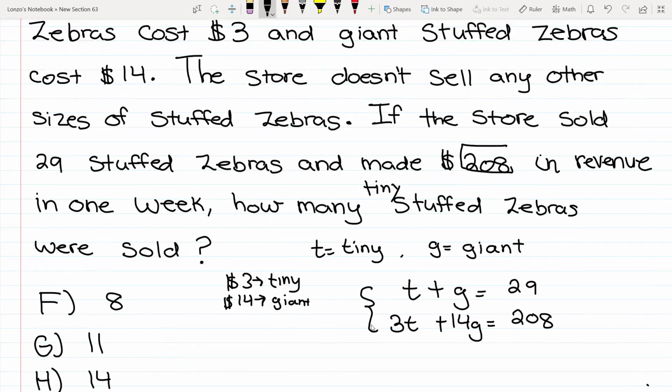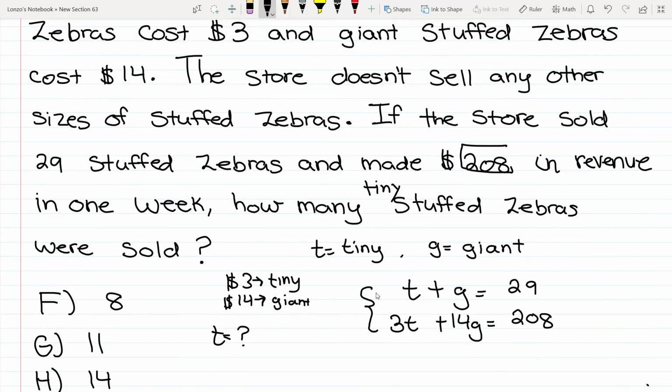Now the third part is trying to figure out what do we need. What are they asking? How many tiny? So I believe we have to solve for t, right? So how are we going to solve this? We're going to do elimination.